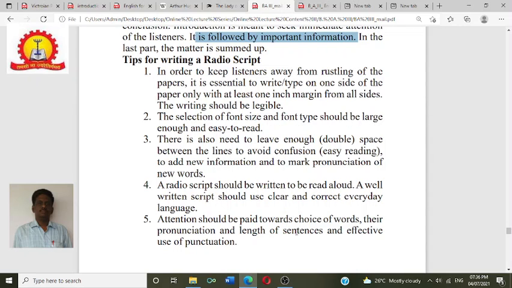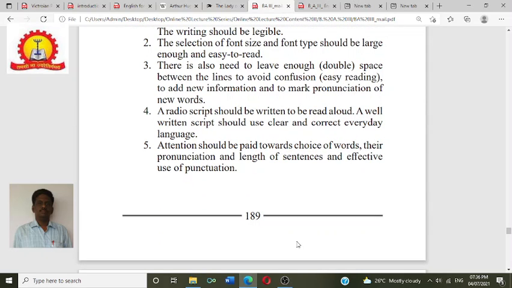So this is the important thing. This is the third tip. Then the fourth tip: a radio script should be written to be read aloud. A well-written script should use clear and correct everyday language. So you can see we should use colloquial, everyday language. It should be a simple one.